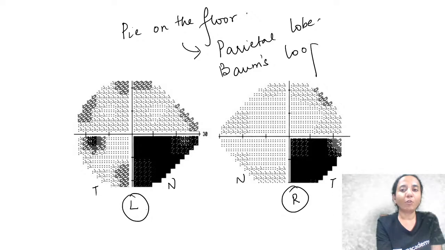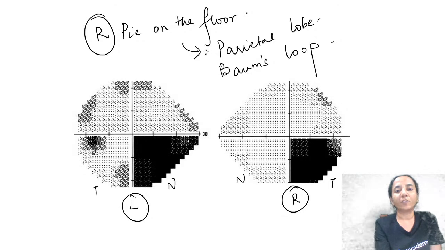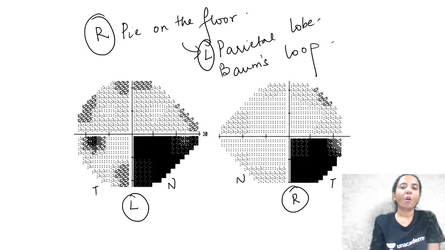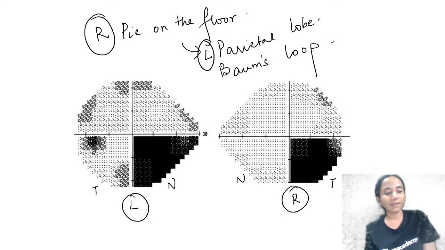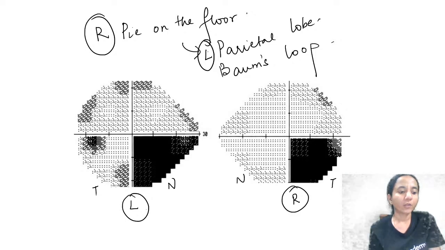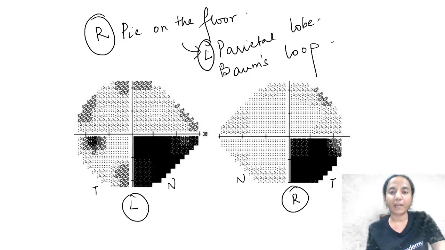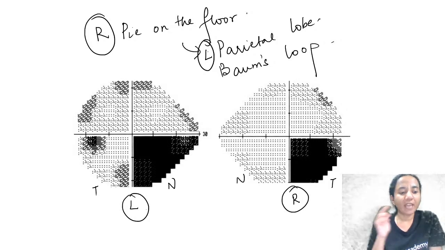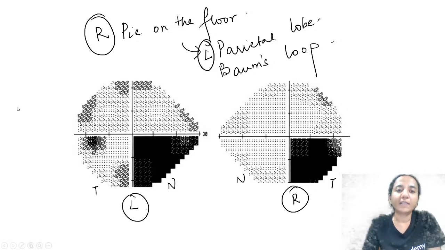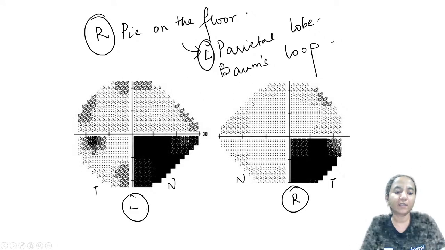Once again, we have to call this right-sided pie on the floor. Therefore, the site of the lesion is the left parietal lobe or the left Baum's loop. So, site of the lesion is the left-sided parietal lobe or the left-sided Baum's loop. ठीक है, so यहाँ से the one that we need to learn is actually the right and the left. If we learn this right and left, then we will not get this question wrong. Okay, chalo, let's go to the next question.